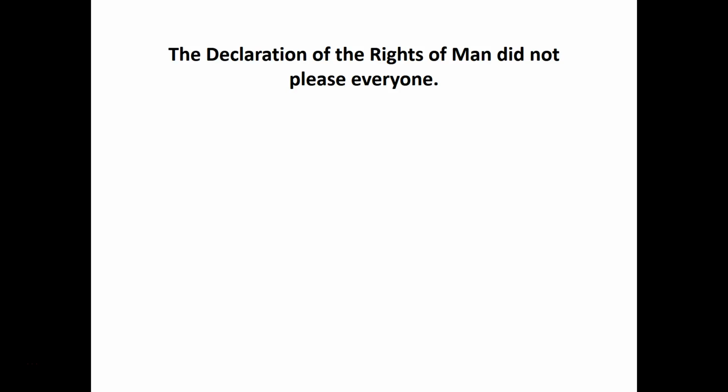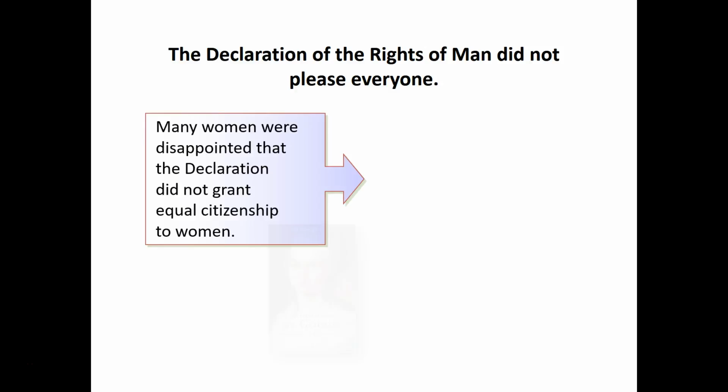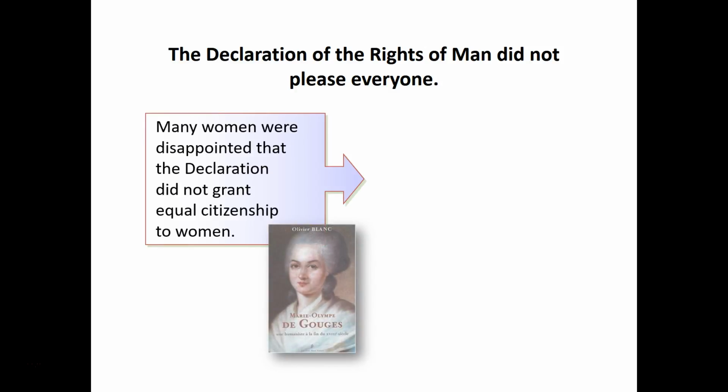As you can imagine, this Declaration of the Rights of Man was certainly supported by a lot of people, but there were specific groups that were not entirely supportive. One group, women, because the Declaration of the Rights of Man did not grant citizenship or equal status for women. One of the prominent people in opposition to that was a very outspoken Marie Olympe de Gouges. We'll talk a little bit more about her later.